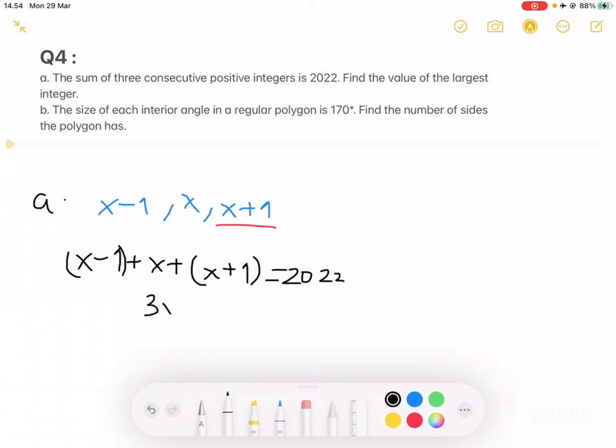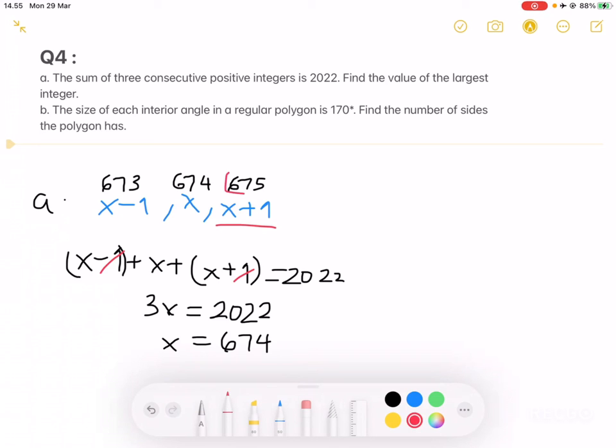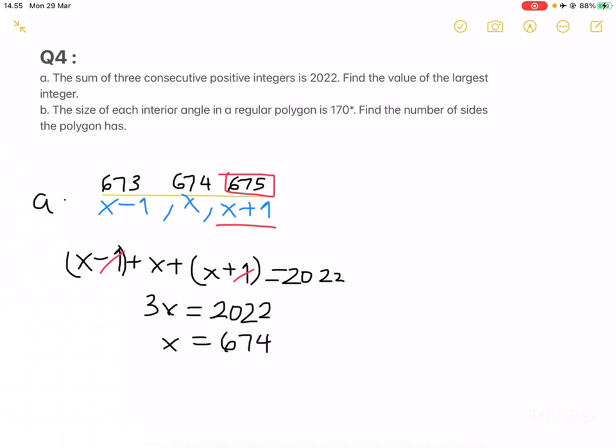Here we have 3x, and the negative 1 and 1 will cancel. So we have 3x is equal to 2022. And then we have x is equal to 674. So the middle number is 674. The smallest number will be 673, and the largest number will be 675, which is our answer in this case.